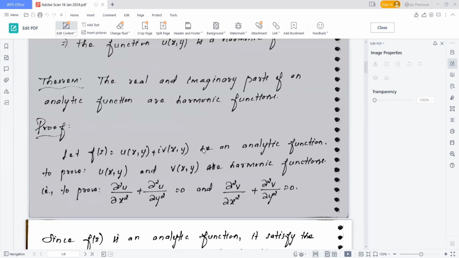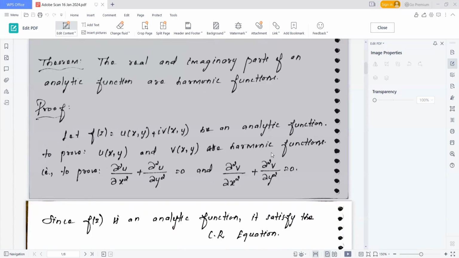So we take an analytic function f(z) equal to u(x, y) plus i v(x, y). We need to prove that the real part and imaginary part, u(x, y) and v(x, y), are harmonic functions. That is, we need to prove ∂²u/∂x² plus ∂²u/∂y² equal to 0 and ∂²v/∂x² plus ∂²v/∂y² equal to 0.